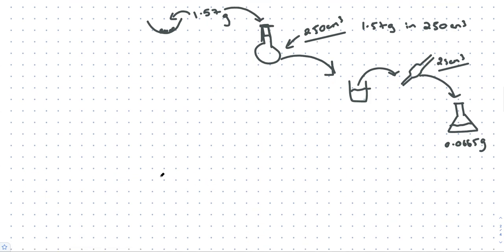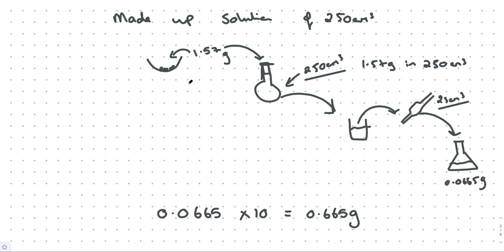So I'm going to now go 0.0665 multiplied by 10, and that's to find out how much there was for us originally. So I get 0.665 grams. That tells me that of the original amount of crystals that I weighed out, the 1.57 grams, 0.665 grams of it is Na2CO3. The rest of it is water.